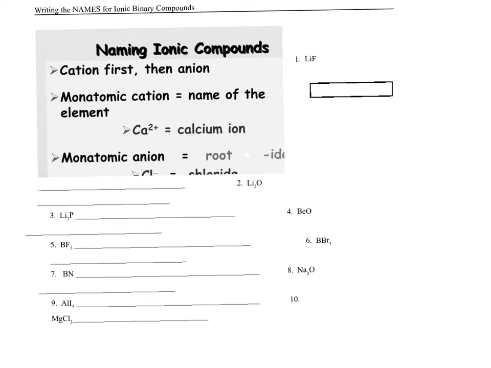Talking today about naming ionic compounds. We talked yesterday about writing binary compounds. Today we're going to talk about naming them. How do we name them?